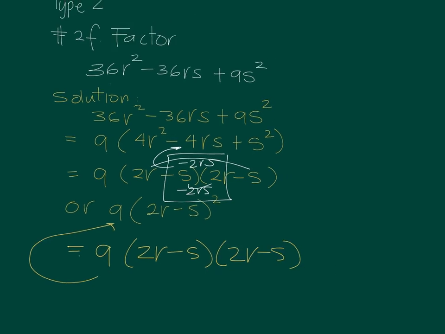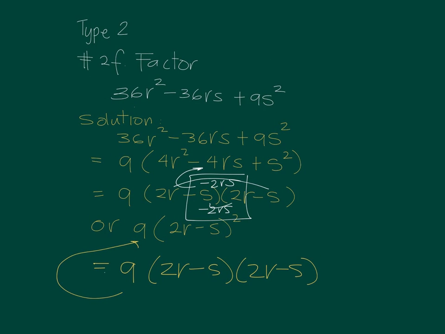To summarize what we have done here, it's very important that you check first if there is any common factor, and you have to pick the highest common factor, both for the numbers and for the variables. In this case, we have found it to be 9. We simplify the expression by factoring out by 9. And then we eventually had an expression that can still be factored into 2r minus s and 2r minus s. Hence, the final factored form is 9 times 2r minus s squared. Okay, so that's it.